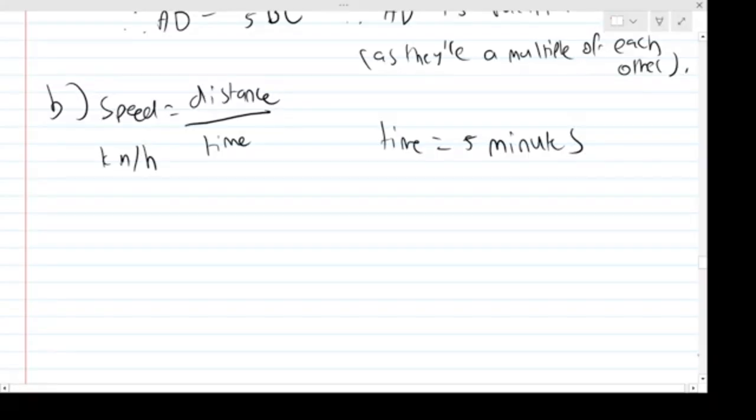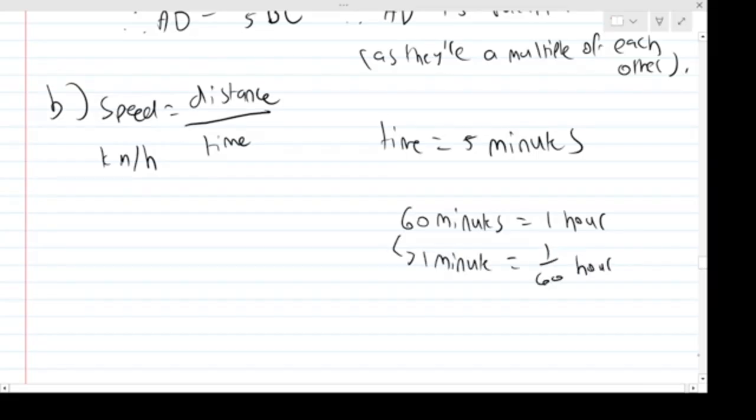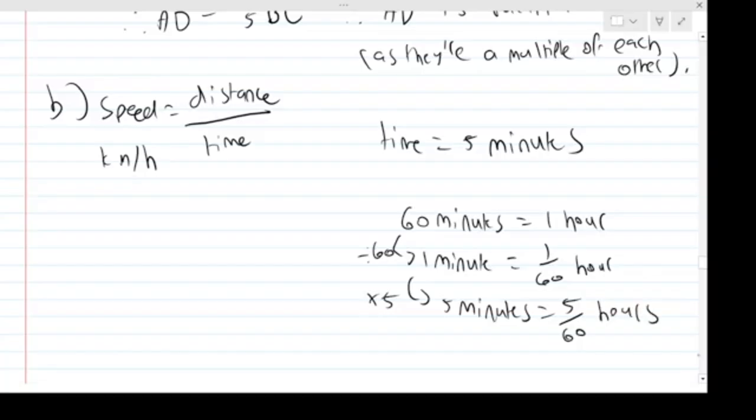To convert that, we know that 60 minutes is 1 hour. So then you can scale it, some sort of ratio. We could then say 1 minute, to make it easy, is a 60th of an hour. And so if we divide by 60 on both sides, and then multiply by 5 minutes, that would be 5/60th of an hour. But 5/60 simplifies to a 12th. So 5 minutes is 1/12 hours. Cool, so that's my time dealt with.